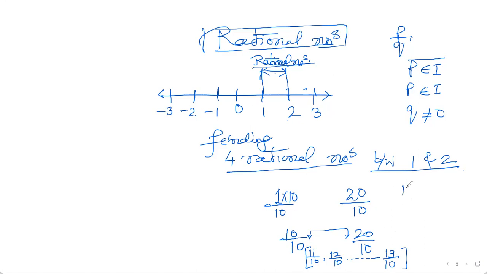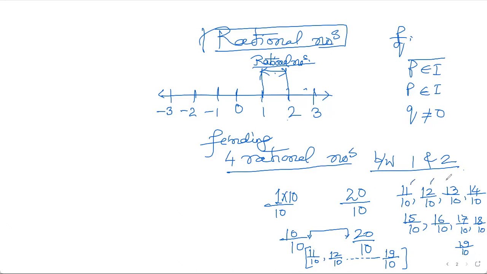That is 11 by 10, 12 by 10, 13 by 10, 14 by 10, and if they ask you to find more numbers, you can go further. 15 by 10, 16 by 10, 17 by 10, 18 by 10, and 19 upon 10. But what happens if 20 reaches here?